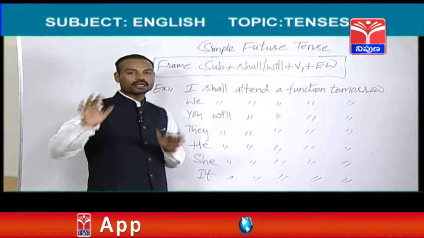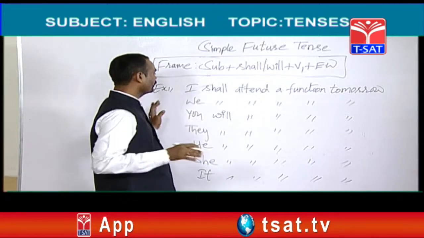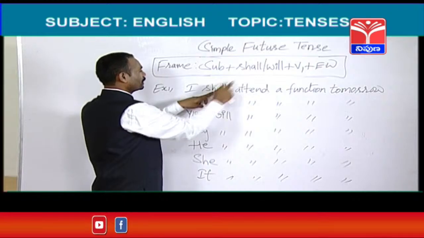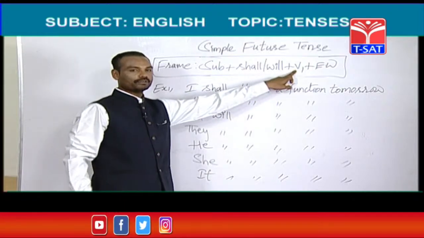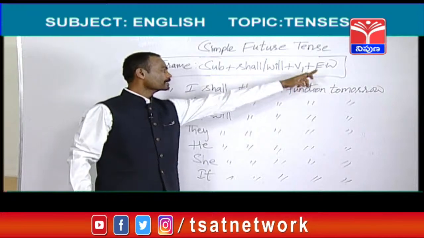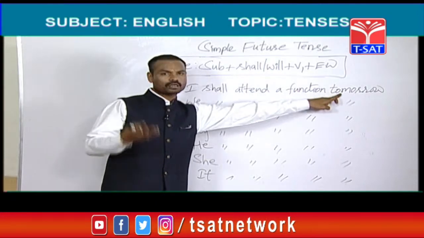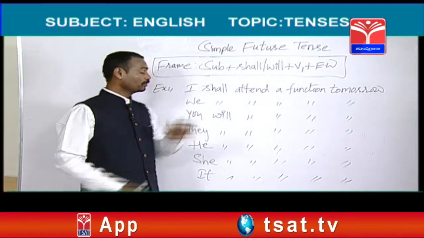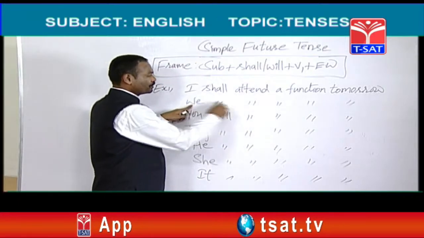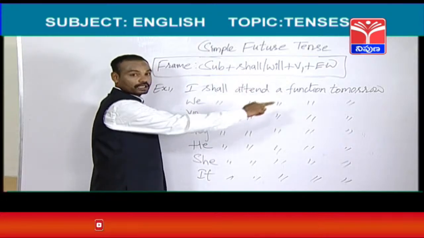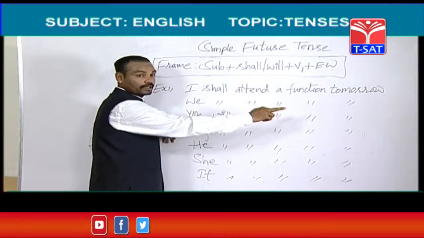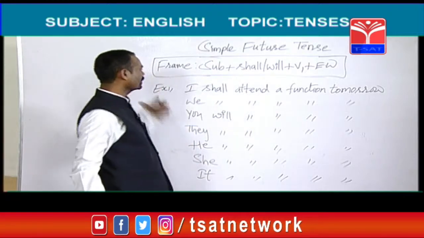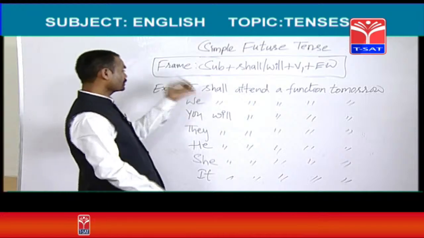So friends, this is the process of writing sentences in simple future tense. See, first the subject, then one helping verb should be taken. After I, shall should be taken. Next V1, V1 means the first form of the verb, attend, then extra words, a function tomorrow or next week or next month or next year. So I shall attend a function tomorrow. Next, we shall attend a function tomorrow. You will attend a function tomorrow. They will attend a function tomorrow. He will attend a function tomorrow. She will attend a function tomorrow. Like this, you can take any subject. Let's take one more example.